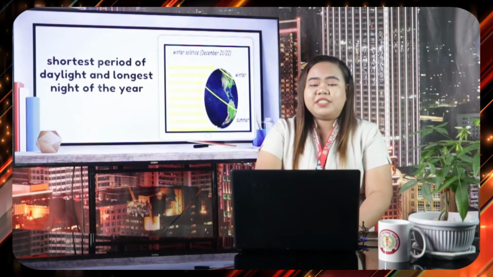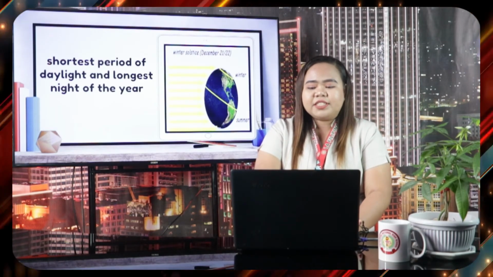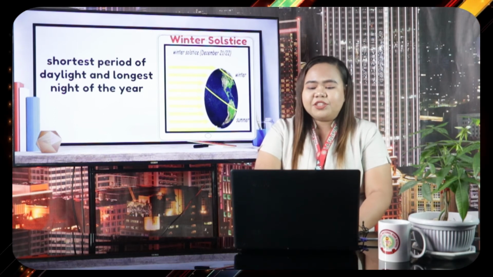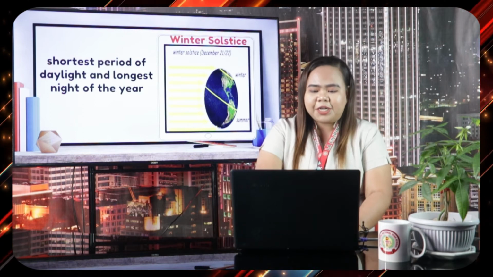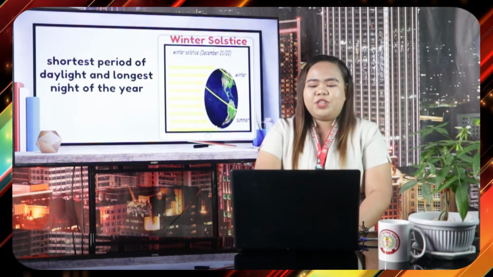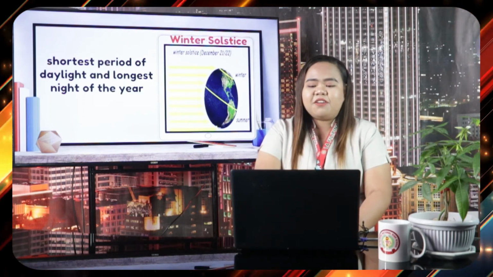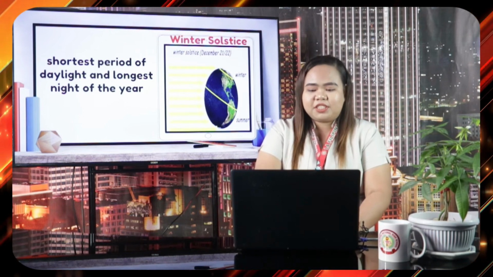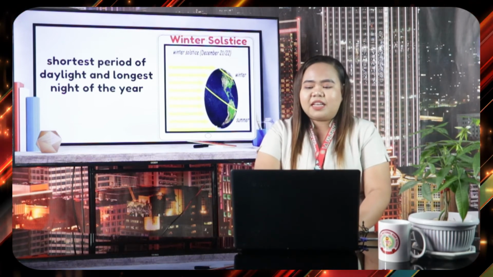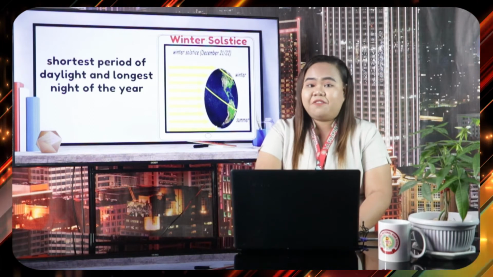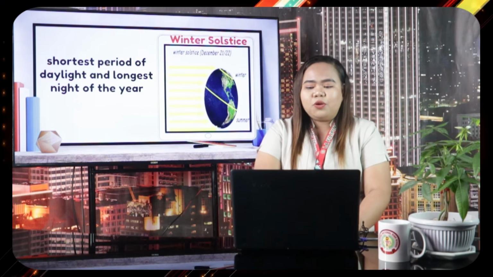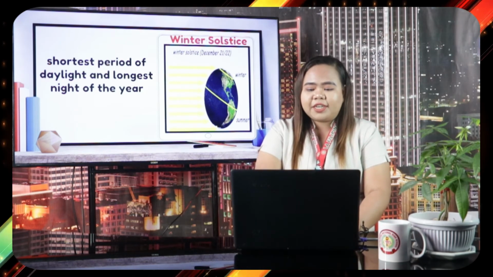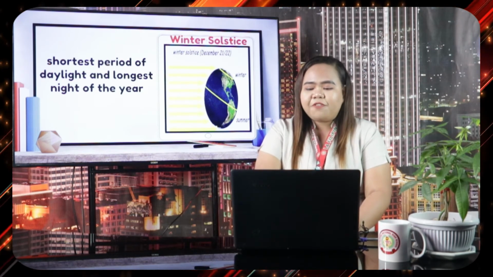The winter solstice, or the shortest day of the year, is the day with the shortest period of daylight and longest night of the year. It happens when the Earth's North Pole is tilted farthest from the sun, and when the sun is at its lowest daily maximum elevation in the sky. During the winter solstice, the North Pole has 24 hours of darkness and the South Pole has 24 hours of daylight.